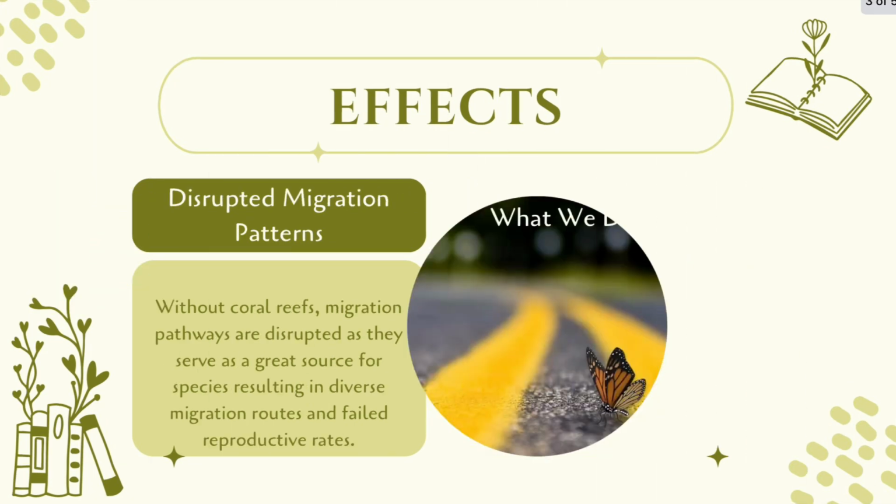A final effect that can be followed through this issue that we see here is disrupted migration patterns. Without coral reefs, migration pathways are disrupted as they serve as a great source for species, resulting in diverse migration routes and failed reproductive rates. These species may be seeking alternative routes, and without coral reefs, they have even fewer areas to breed.